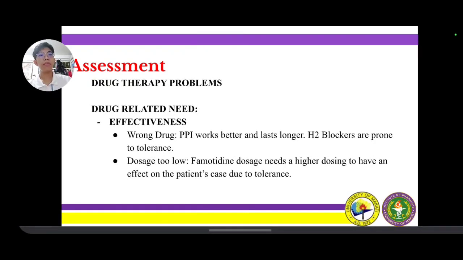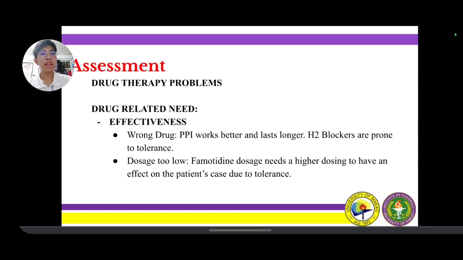For the drug therapy problems identified, for drug-related need, the drug therapy problems are categorized under effectiveness. For wrong drug, we consider it a wrong drug because of the current medication of the patient for the complaint, which is the patient's GERD.